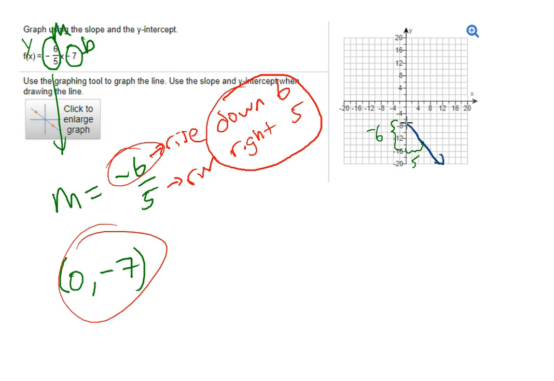Okay, that wasn't too bad, I guess. And then something like that. All right, so that's what your graph will look like. So that's how you graph using the slope and the y-intercept.